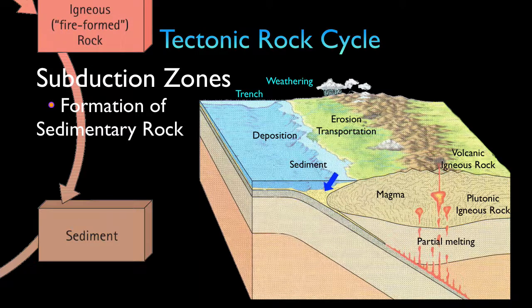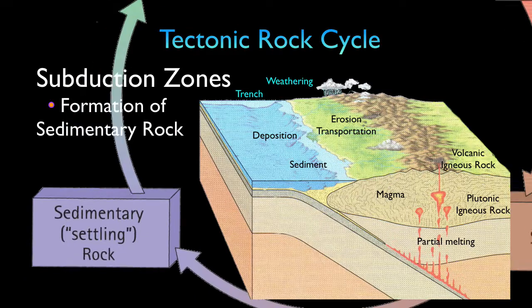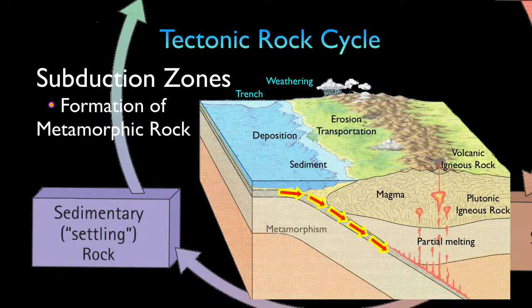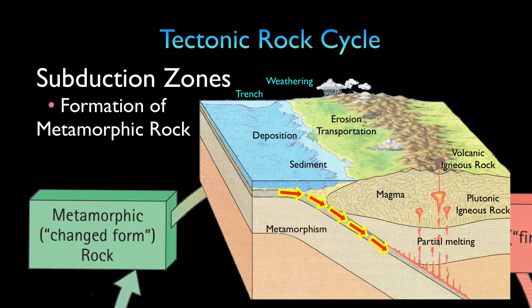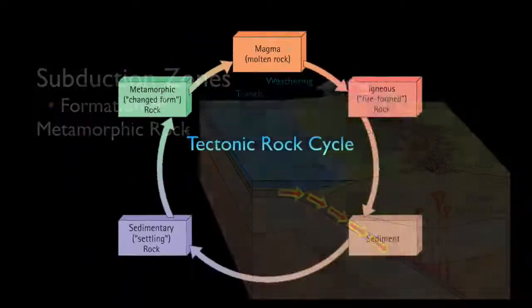Compaction and cementation transform the sediment into sedimentary rock. Sedimentary rock that gets subducted is subjected to increased temperature and pressure, forming metamorphic rock. Metamorphic rock can potentially melt to form magma, completing the cycle.